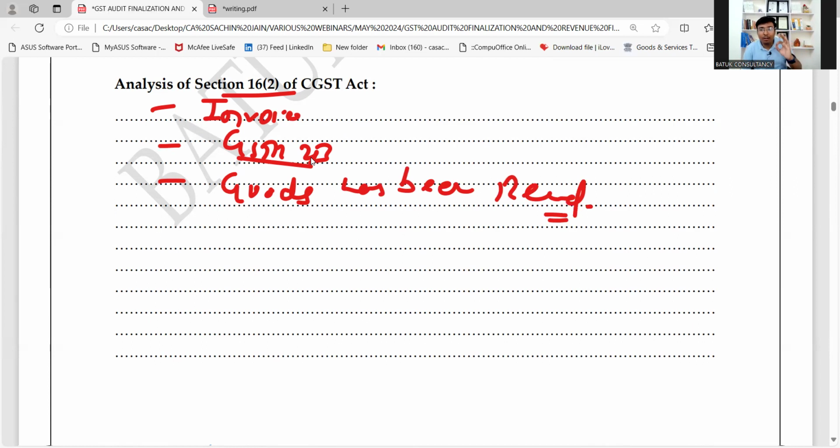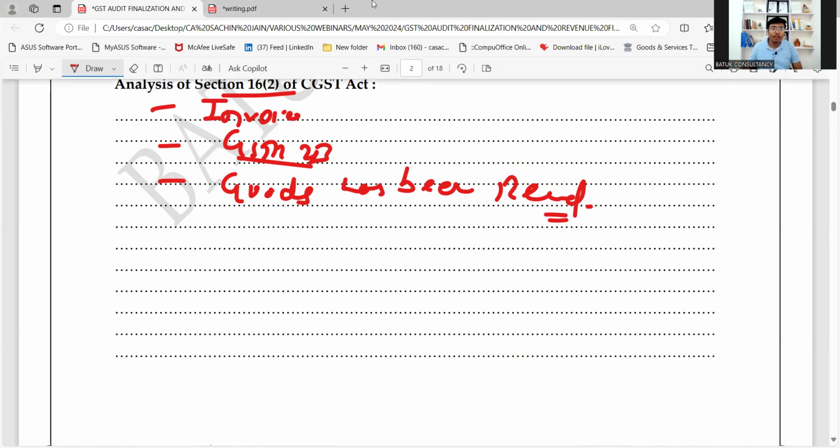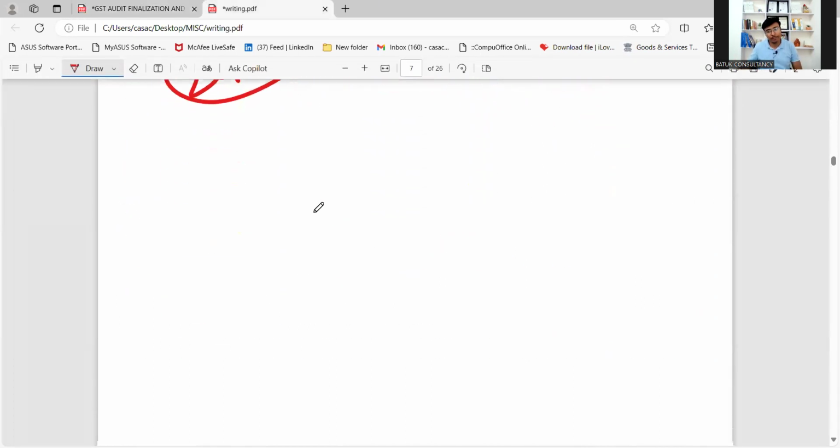Anyone is there? How you are going to verify the receipt of the goods? I am waiting for your reply in the chat box. How you are going to verify the receipt of goods? For analysis of receipt of goods.